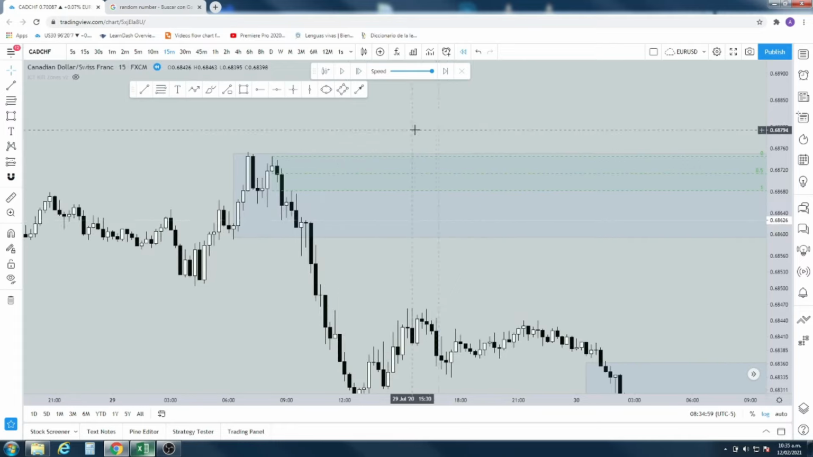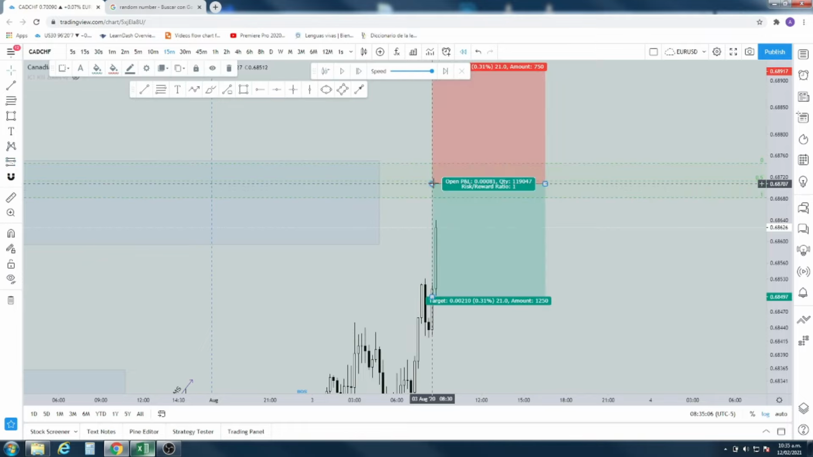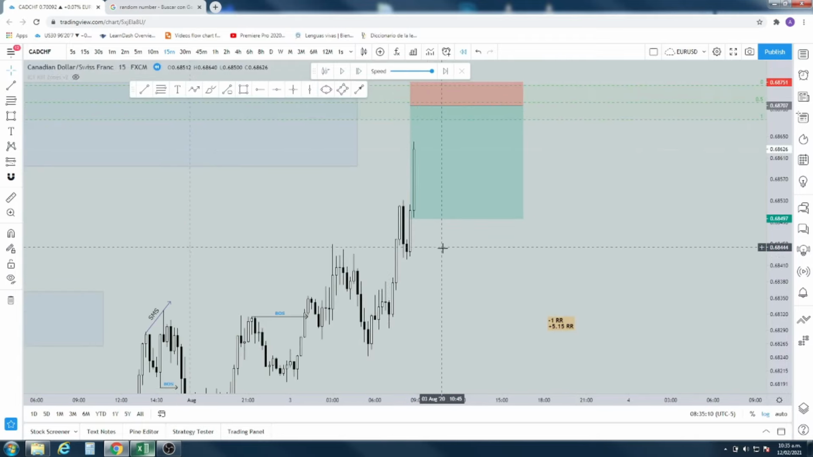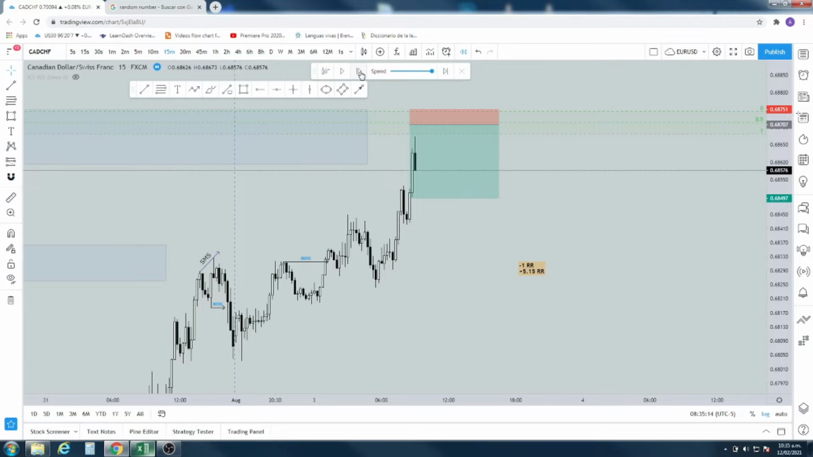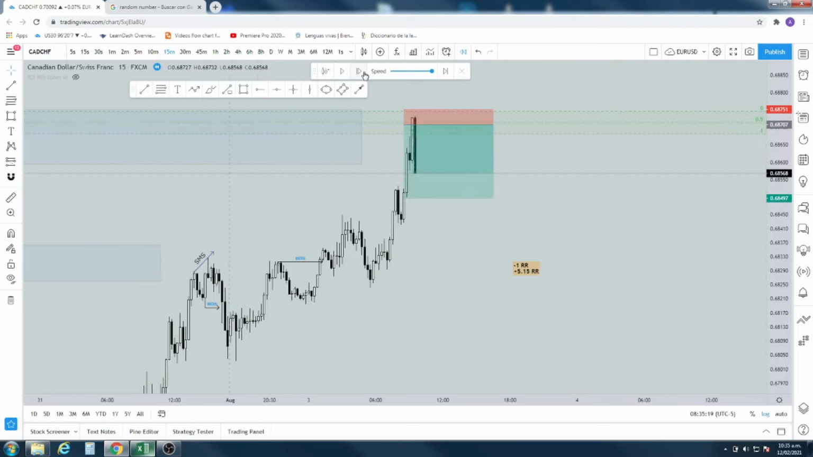Inside of this distribution, I'm going to take another short because I know that there is a mitigation that's going to happen. In spite of being on a very bullish trend, usually these specific levels will give you a nice retracement. So I'm going to take an entry from this level, and as you can see, we had a very nice entry and a very nice reaction.